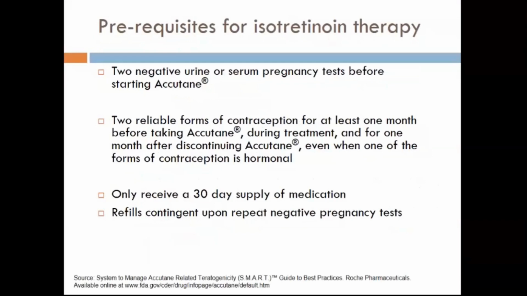Two negative urine or serum pregnancy tests before starting Accutane, two reliable forms of contraception for at least one month before, during treatment, and one month after discontinuing Accutane, even when one of the forms of contraception is hormonal. Only receive a 30-day supply of medication, with refills contingent upon a repeat negative pregnancy test. So these are prerequisites for isotretinoin therapy.